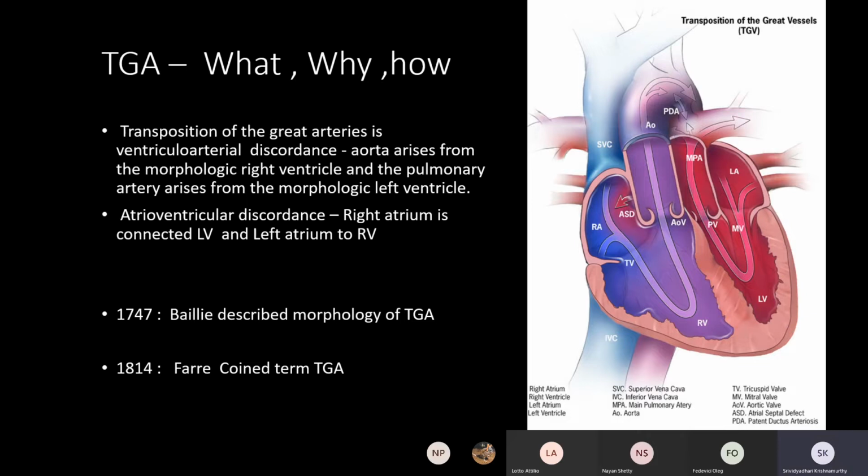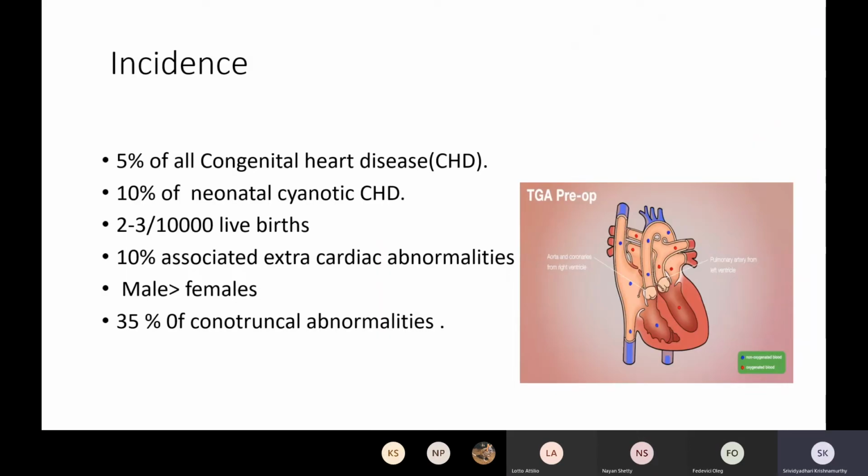This morphology was first described by Bailey in 1747, and then Farre coined the term TGA. There's more to it about the history, I'm not going to go into it. So let's talk a bit about how common it is.